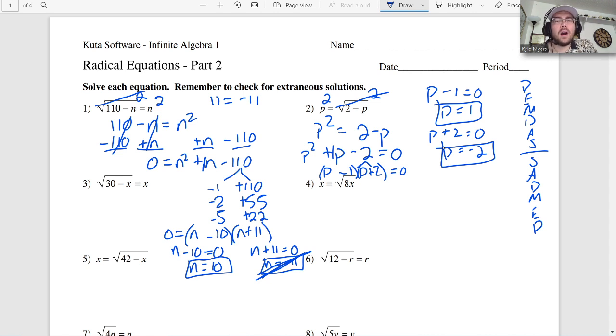Okay? If I plug in 1, 2 minus 1 is 1, the square root of 1 is 1, 1 equals 1, check. Good to go. If I plug in -2, 2 minus -2 is 4, square root of 4 is 2, but 2 has to equal -2. That doesn't work. It ends up having the same issue that number 1 did. Extraneous solution. Okay? All right, moving on.